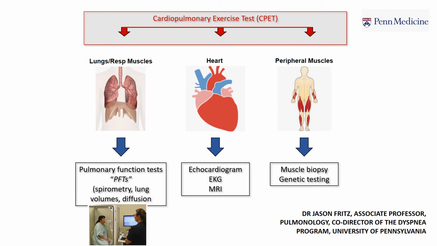This slide was provided courtesy of Dr. Fritz, who is co-director of the Dyspnea program. What Dr. Fritz is showing here is the utility of cardiopulmonary exercise test, or CPET, which is exactly the same as cyclo-ergometry, as shown on the slide earlier. So patients undergo cardiopulmonary exercise testing in order to help exclude either lung pathology, heart pathology, and mitochondrial disease.